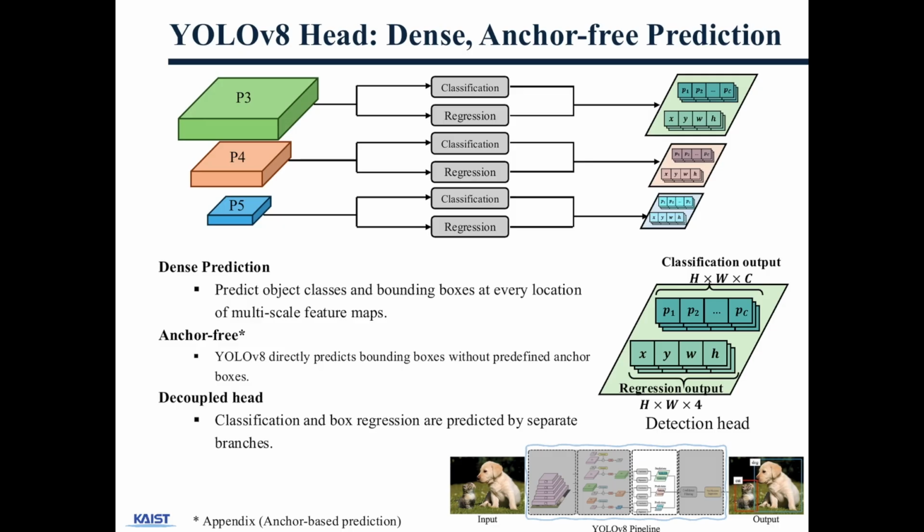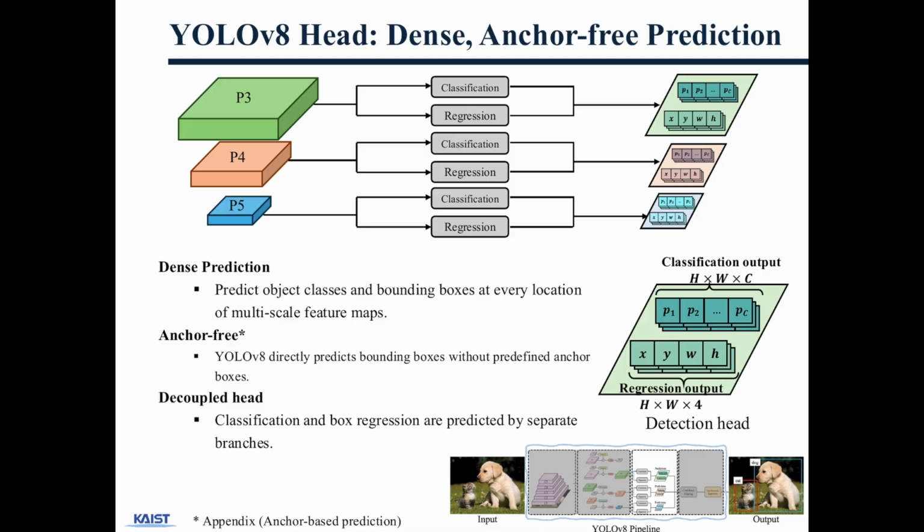Now we move to the YOLO V8 detection head. The detection head takes the multi-scale feature maps, P3, P4, and P5, and produces predictions. These predictions include object class scores and bounding box coordinates.